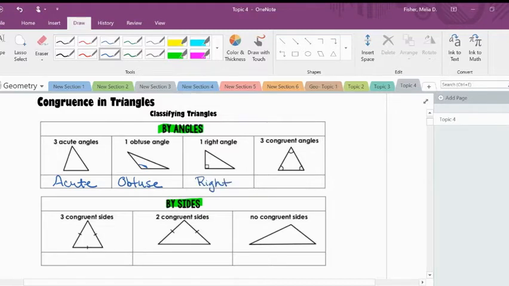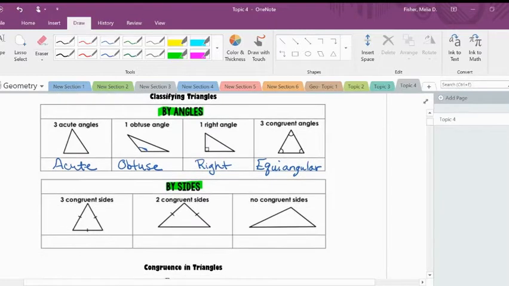And if it has 3 congruent angles, we call that equiangular. Equa is like equal, and then angles, so it's equiangular. So that is how we classify by our angles.